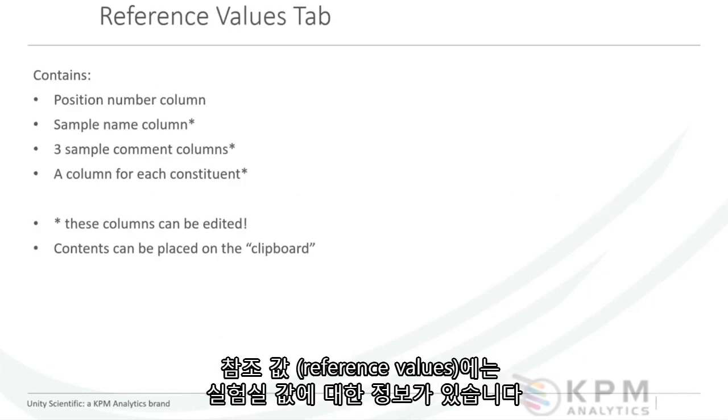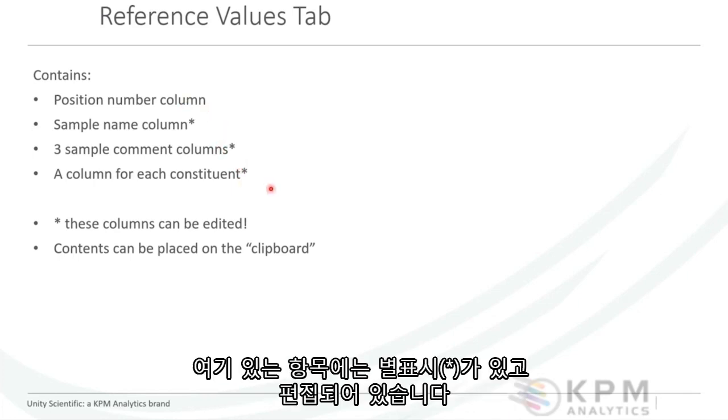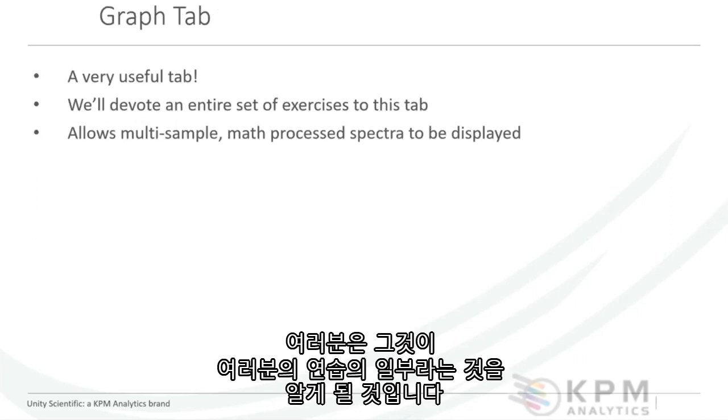The reference value tab has information about your lab values or reference values. It's a place that you're going to be doing some work as well. These items here that have an asterisk can be edited. You'll see that. That's part of your exercise.